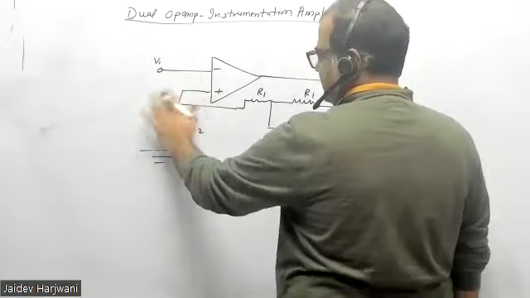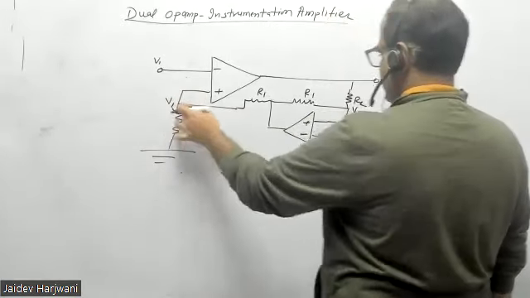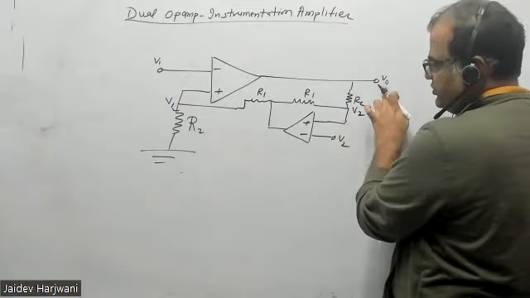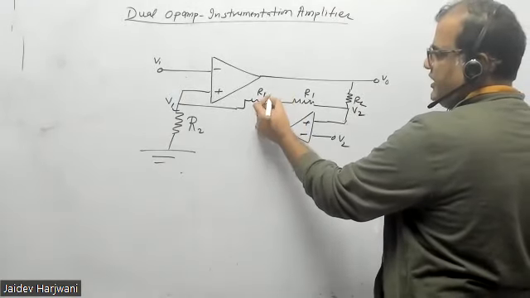Now you know this V1. This node you know, this node you know. This voltage you know. You don't know this voltage, so say this is VA.